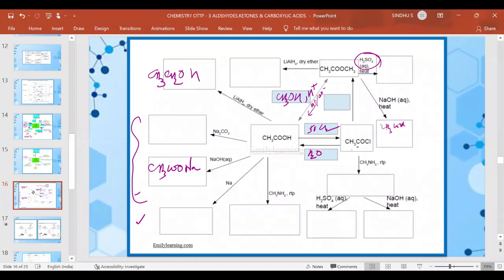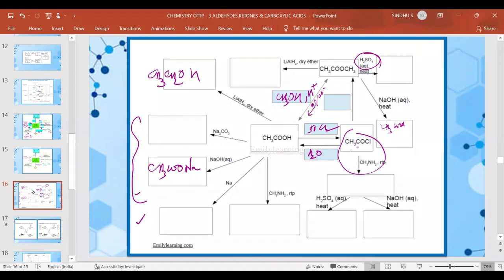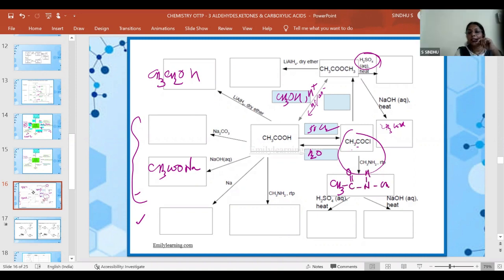Acid chloride and amine: this is the acylation process. So we get CH3CONHCH3, with HCl getting eliminated. So we are getting the amide, CH3CONHCH3. These are the main major products which we teach the children.